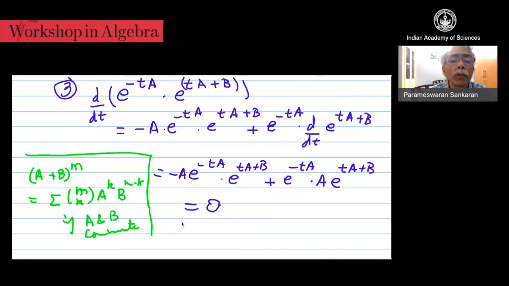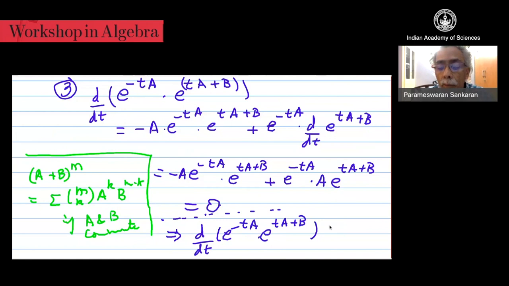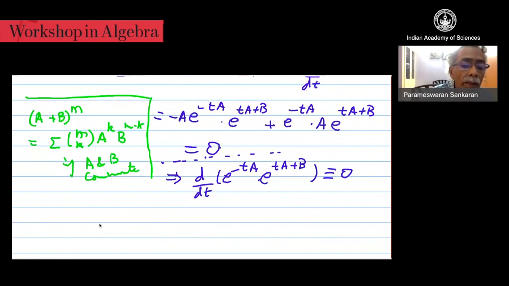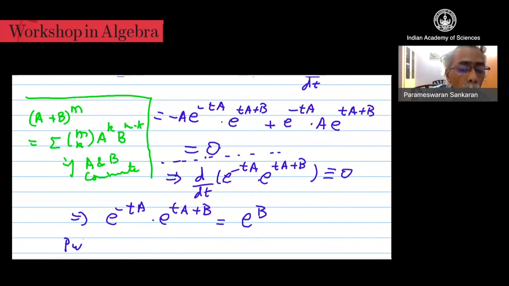So after saying those words, which I don't want to write to save time, d by dt of e power minus tA times e power t(A plus B) is identically 0, no matter what the value of t is. So this implies that e power minus tA times e power t(A plus B) is a constant matrix, and that constant matrix has to be the value at t equals 0. When you put t equals 0, this becomes identity, this becomes e power B. Put t equals 1, then you get e power minus A times e power (A plus B) is equal to e power B.